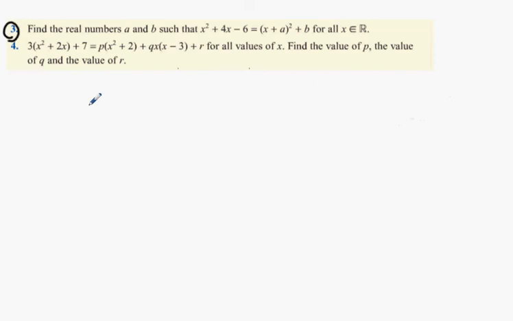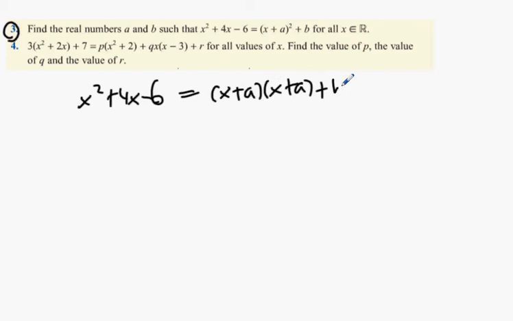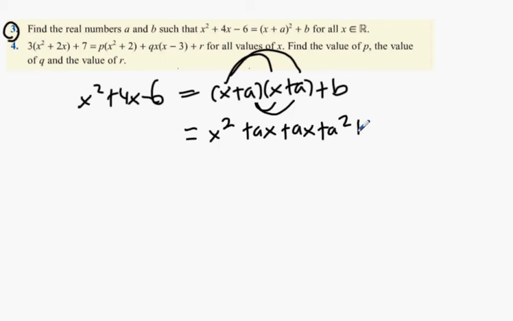So an example would be a question the likes of question 3. What I'm going to do is I'm going to have x squared plus 4x minus 6. I'm going to square out the other side, which is going to be x plus a multiplied by x plus a, plus b. Square it out. x squared plus ax plus another ax plus a squared plus b. Is everybody happy with that? Now, that basically turns into x squared plus 2ax plus a squared plus b.